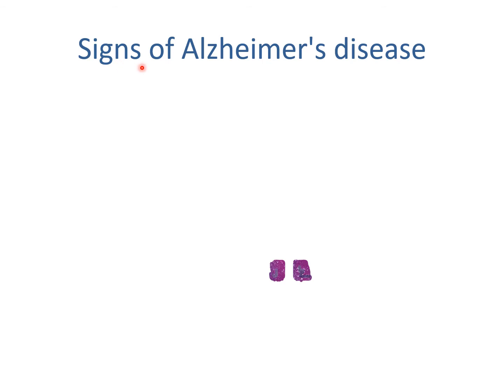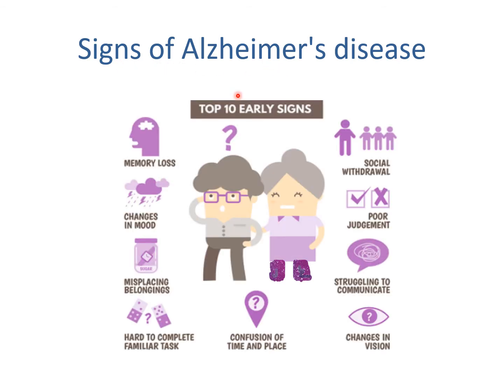Here we are going to discuss some signs of Alzheimer's disease. Top 10 early signs. First one is memory loss, and then changes in mood, misplacing belongings, hard to complete familiar tasks, confusion of time and place, changes in vision, struggling to communicate, poor judgment, and social withdrawal. So these are some signs of Alzheimer's disease.